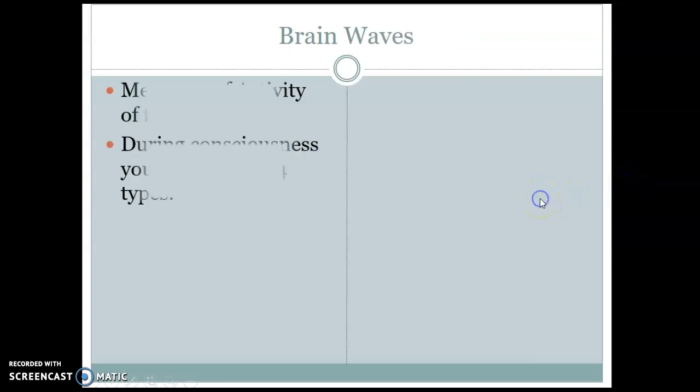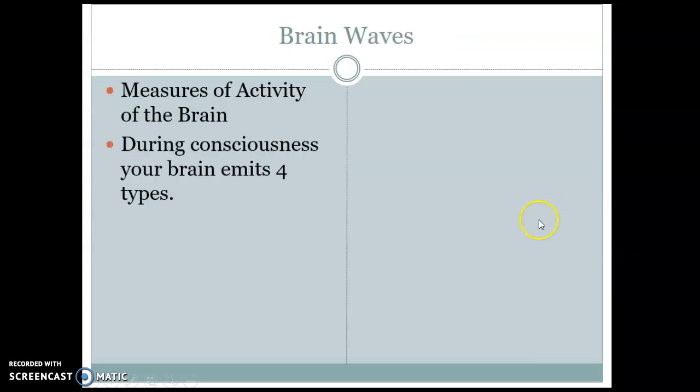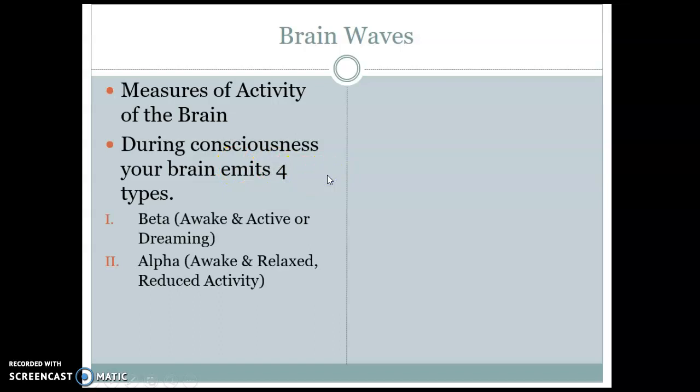So the different brain waves we look at, obviously brain waves themselves are going to measure the activity of the brain, just like an EEG. During conscious or semi-conscious states, you're going to emit four types of brain waves: beta, awake, active, or dreaming; alpha, awake and relaxed, reduced activity. You can think of meditation or daydreaming here.